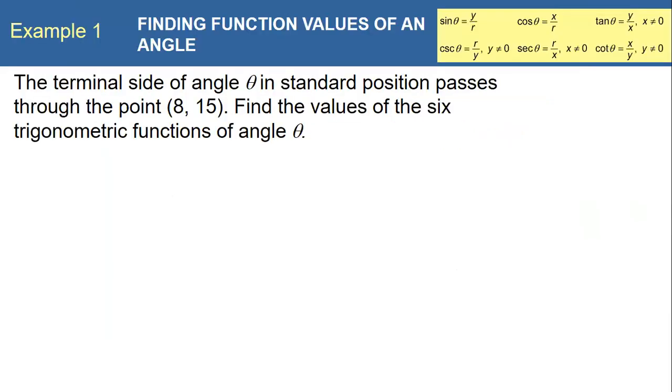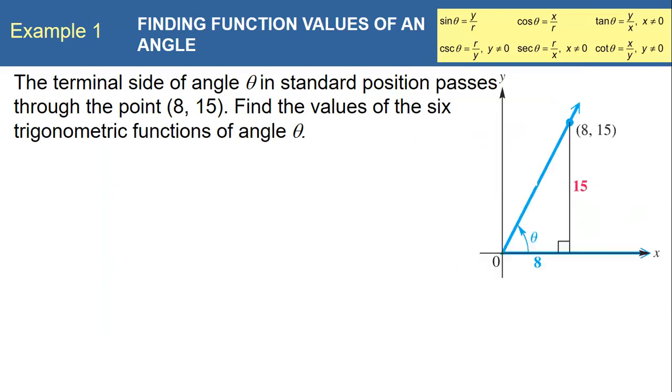Okay. So up first, we have: the terminal side of an angle in standard position passes through the point (8, 15). Find the values of the 6 trig functions. So what that looks like, it's saying that I have this angle and it goes up here to the point (8, 15). We don't want to find the angle yet. We just want to find the 6 trig values of the angle, right?